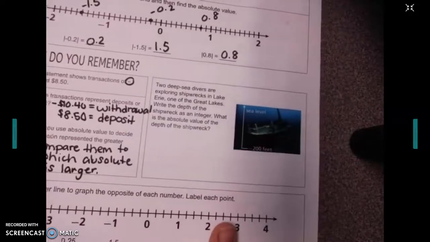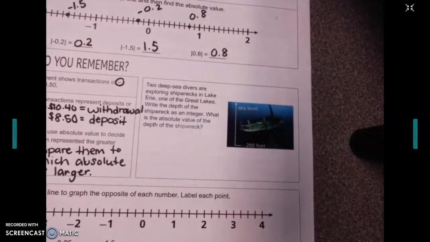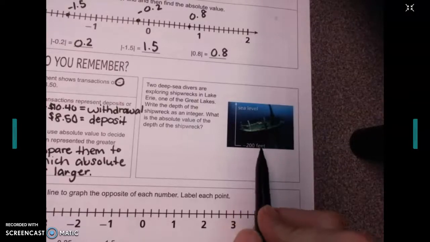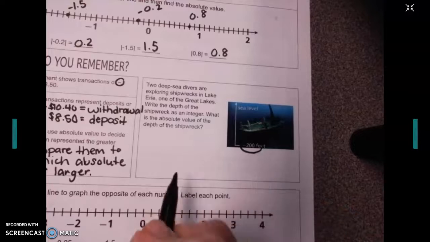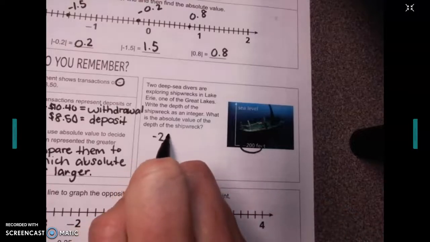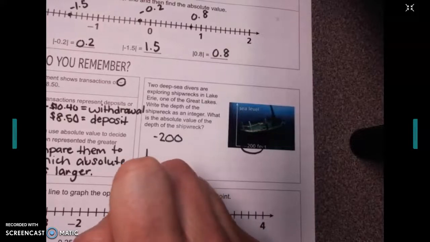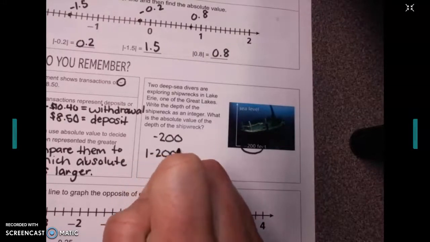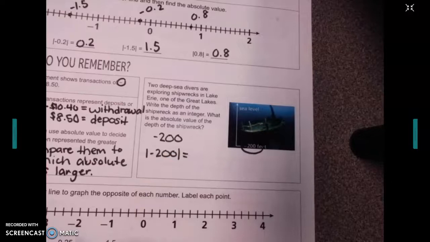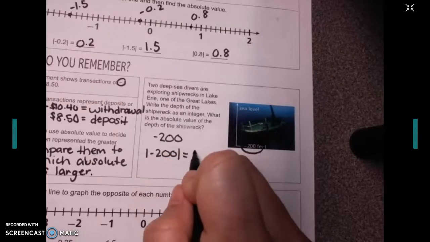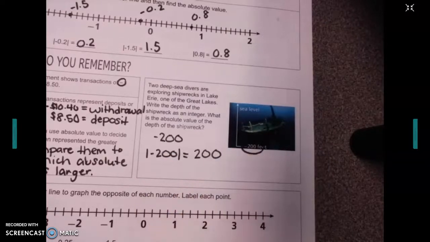Okay, this one. 2 deep-sea divers are exploring shipwrecks in Lake Erie, one of the Great Lakes. Write the depth of the shipwreck as an integer. So if I look over my picture, my integer is negative 200. What is the absolute value of the depth of the shipwreck? So the absolute value of negative 200 is 200 spots away from 0, so the absolute value is 200.